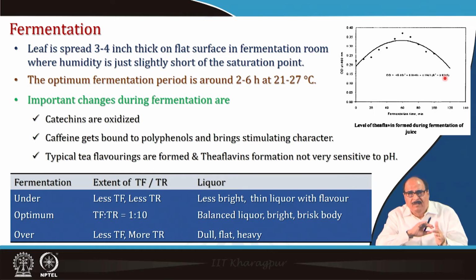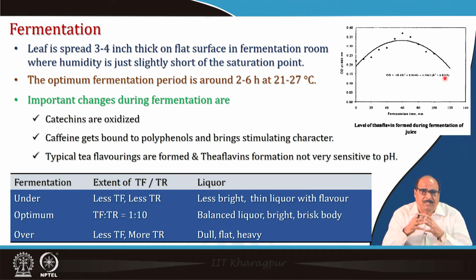If there is excessive fermentation, over fermentation, more and more theaflavin will be polymerized into thearubicin. So, the tea will have more thearubicin, less theaflavin. The brew prepared from such will be dull, flat and heavy. The optimum theaflavin to thearubicin ratio in properly fermented leaves is reported to be 1:10. So, it will give a balanced liquor which is bright and has a brisk body.